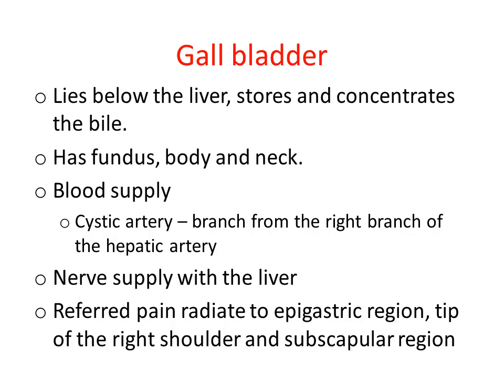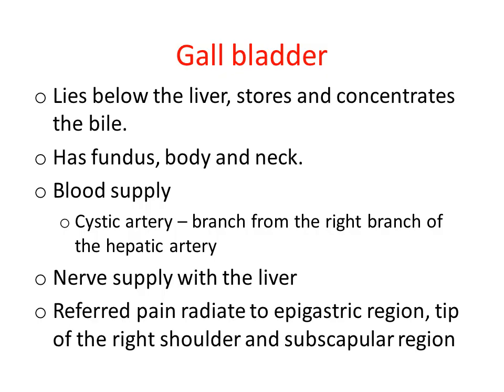Let us talk about the gallbladder briefly. The gallbladder lies below the liver, and it stores and concentrates the bile. It has a fundus, body and neck. Blood supply to the gallbladder comes mainly from the cystic artery, which is a branch of the right hepatic artery, and the nerve supply is the same as that of the liver.